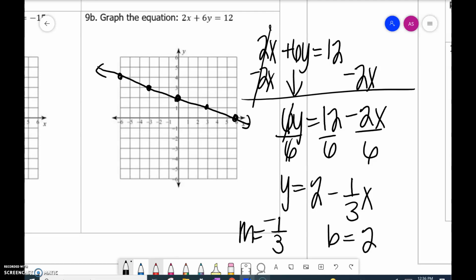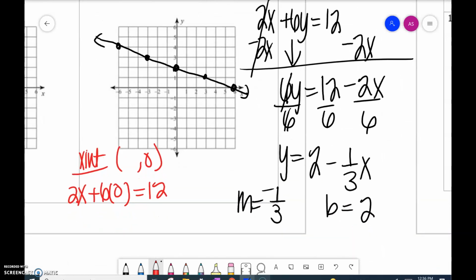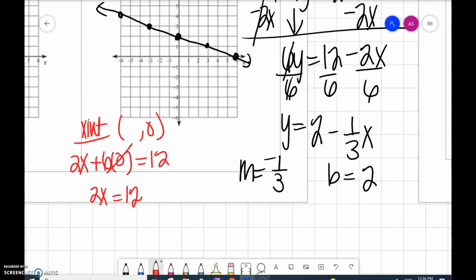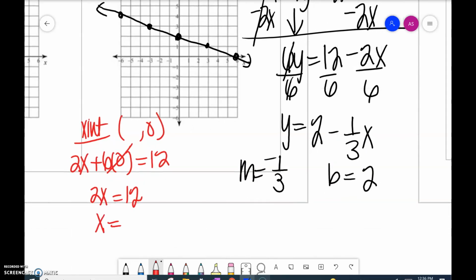Okay, now here's another thing. If you did the intercepts, if you find the x-intercept, that's where your y is going to be 0. So you can just plug in 0 for y and solve that equation. So 0 times 6, that goes away. You got 2x equals 12. Then you have x equals 6 because you divided both sides by 2, which we see is the same point, 6, 0.